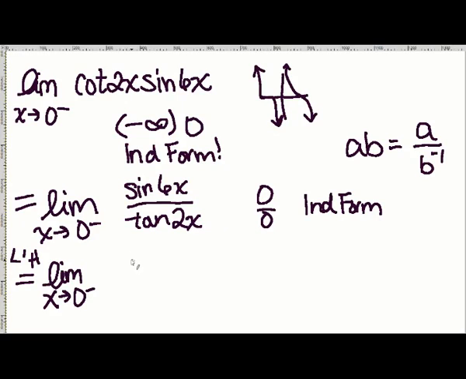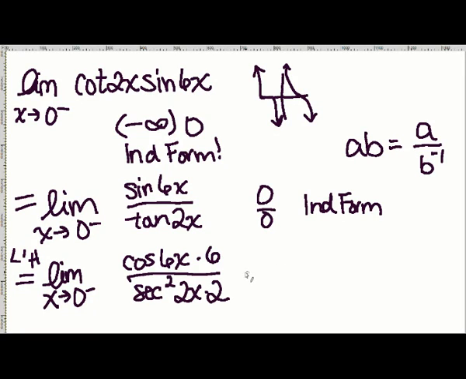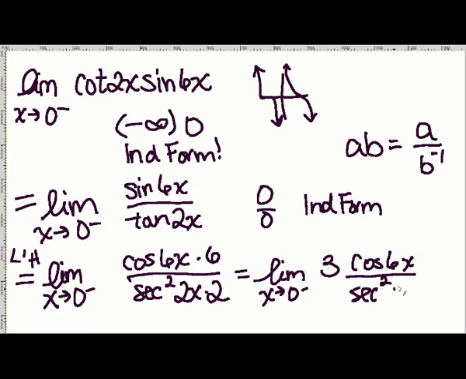So the derivative of sine of 6x is cosine of 6x times the derivative of 6x, which is 6. And the derivative of tan of 2x is secant squared of 2x times the derivative of 2x, which is 2. And now, if I rewrite the limit as x goes to 0 from the left, 6 over 2 is 3, and then I've got cosine of 6x divided by secant squared of 2x.